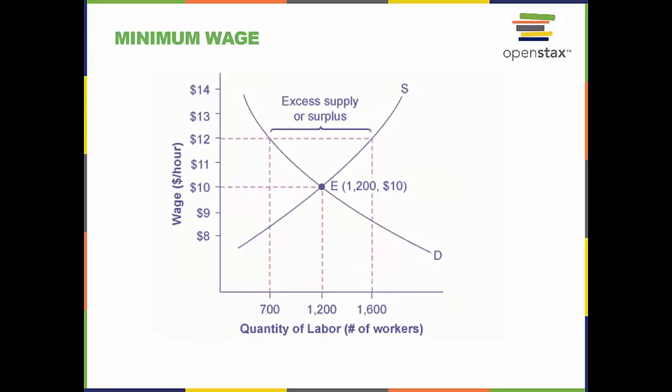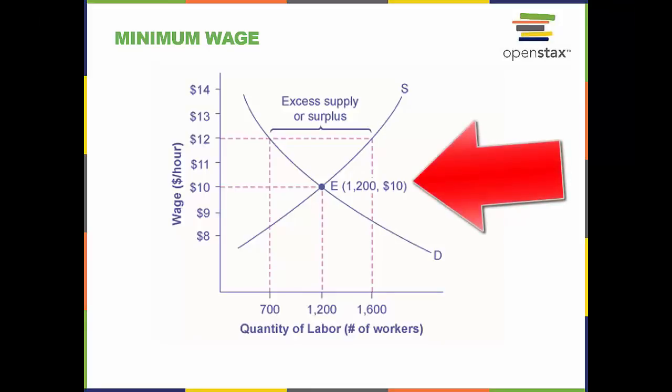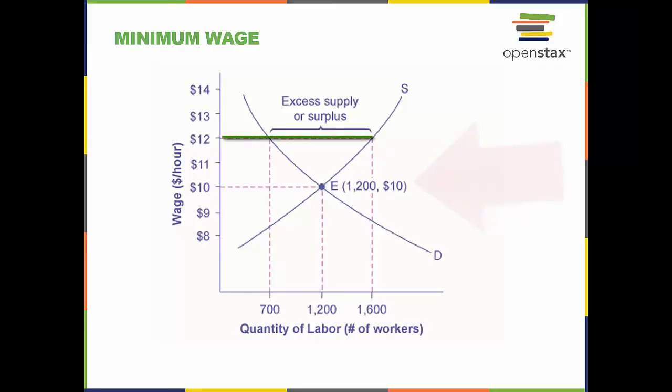The original equilibrium in this labor market is a wage of $10 an hour and a quantity of 1,200 workers shown at point E. Imposing a wage floor or minimum wage at $12 an hour leads to an excess supply of labor. At that wage, the quantity of labor supplied is 1,600 and the quantity of labor demanded is only 700. The result is a rise in unemployment.